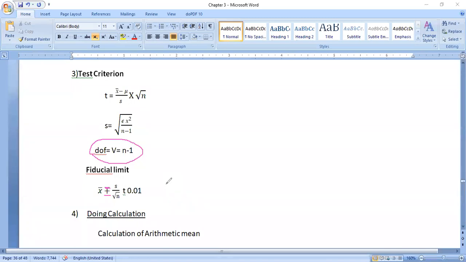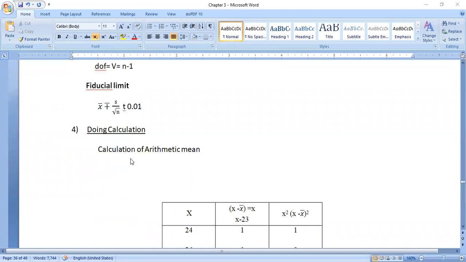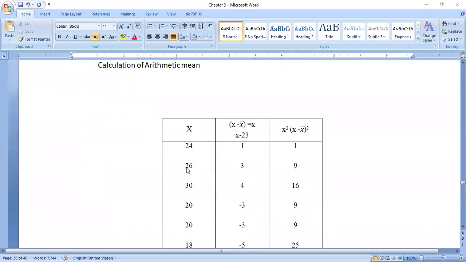Okay, 0.01. In this way, we need to write the test criterion, then go for the calculation. Here in the calculation, first of all, we need to find the arithmetic mean. Okay, this is a new one. Previously, we never discussed this type of problem.